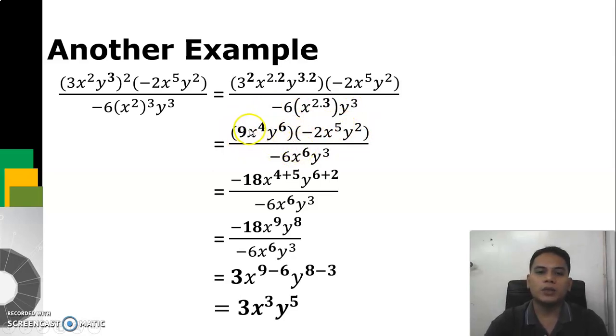Now, we will multiply. We have 9 times negative 2, that is negative 18. x to the 4 times x to the 5th is x to the 4 plus 5. Then we have y to the 6 plus 2 over this one. And by simplifying, negative 18 divided by negative 6 gives us 3. x to the 9 minus 6, and y to the 8 minus 3. And we got 3x cubed y to the 5th.